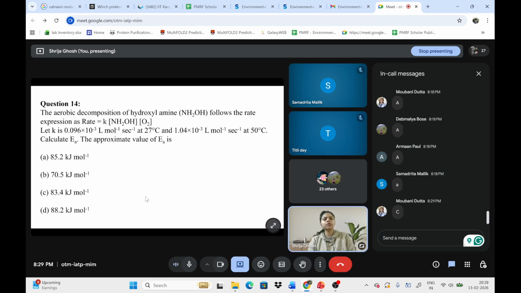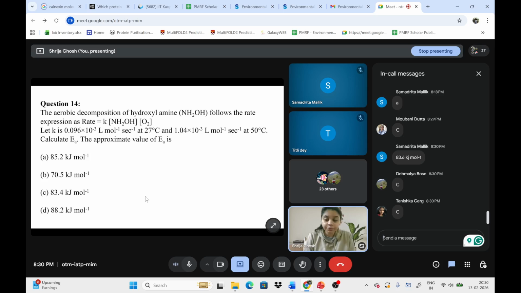So the equation is log K2 upon K1 is equal to EA by R multiplied by 1 by T1 minus 1 by T2. So you have K2 1.04 into 10 raised power of minus 3. K1 is 0.096 into 10 raised power of minus 3. T1 is 27 degrees Celsius, so that would be 273 plus 27, that is 300. T2 would be 50 degrees Celsius, that is 273 plus 50, that would be 323, I guess.